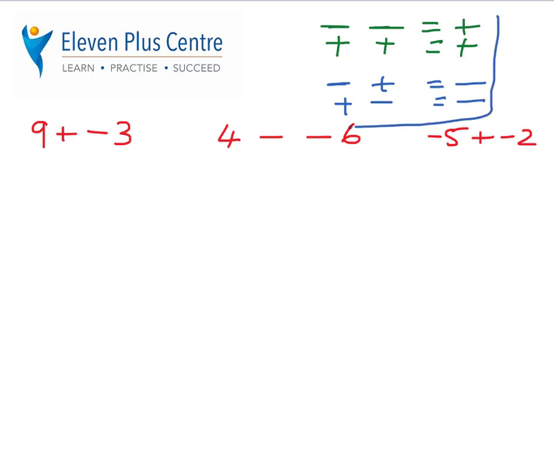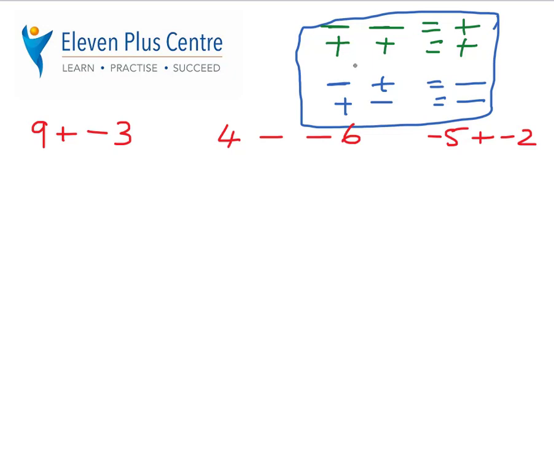I know this looks very confusing, but you have to remember these. The more you practice, the easier it becomes. So just remember, when two signs are the same, it always equals plus. Look, these two are the same, that's a plus. These two are the same, that's a plus. These two are different, that's a minus. These two are different, that's a minus.